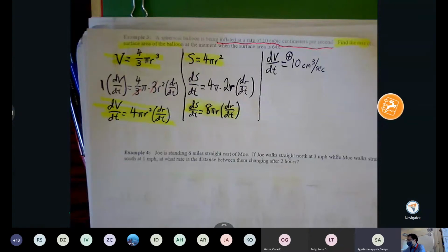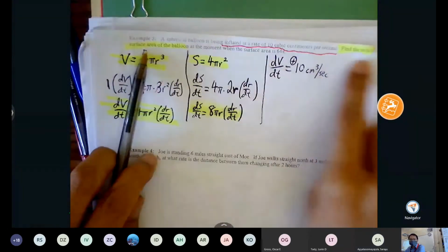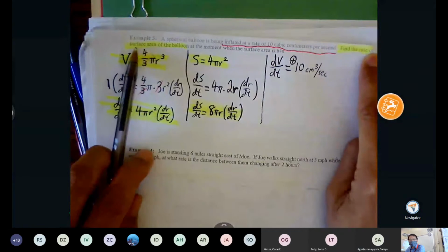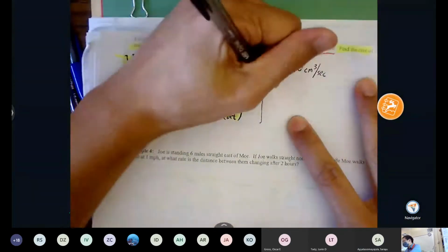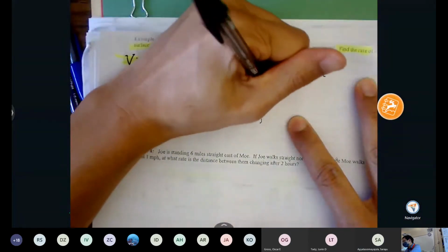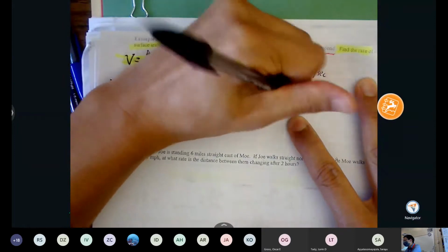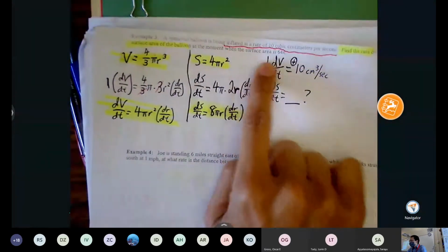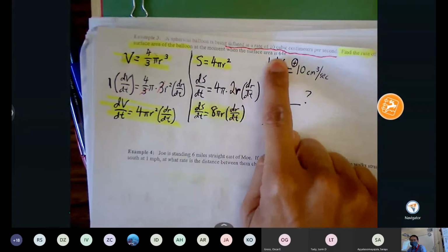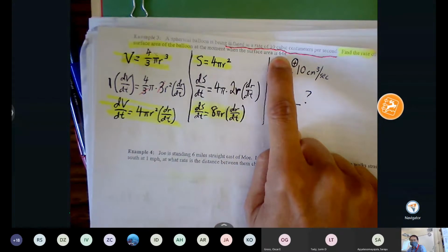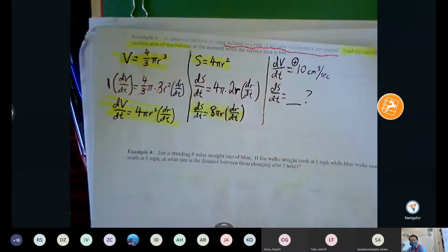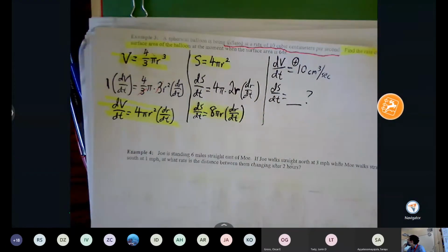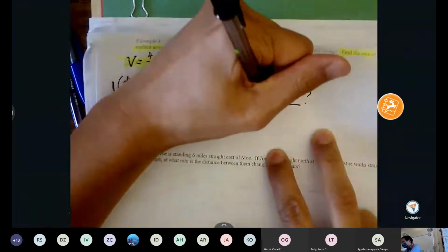dS/dt. Good. Surface area is S. You see rate of surface area, so it must be dS/dt. At the moment when the surface area is 64 pi. 64 pi is assigned to what? It's a static value. So it's just going to go to this area, S. Yep, just S.